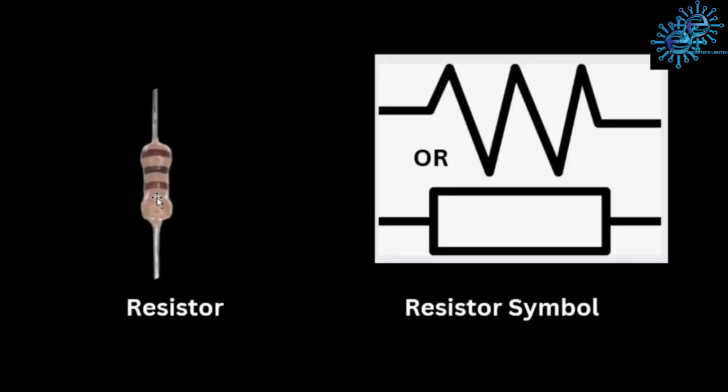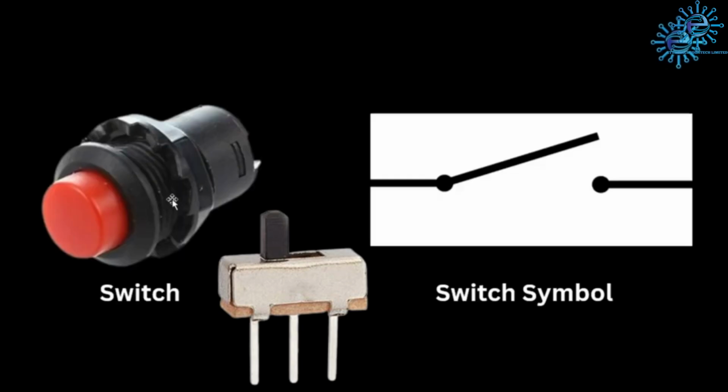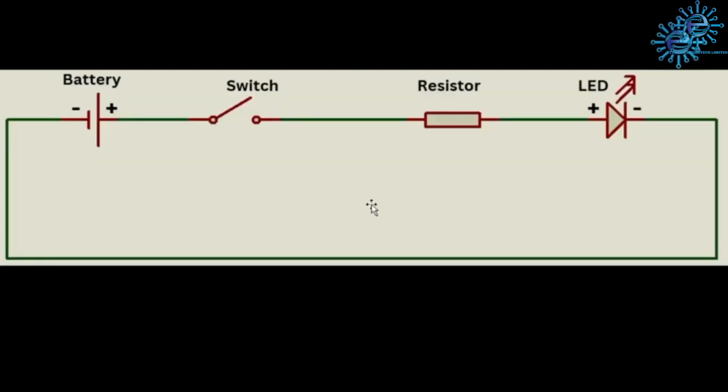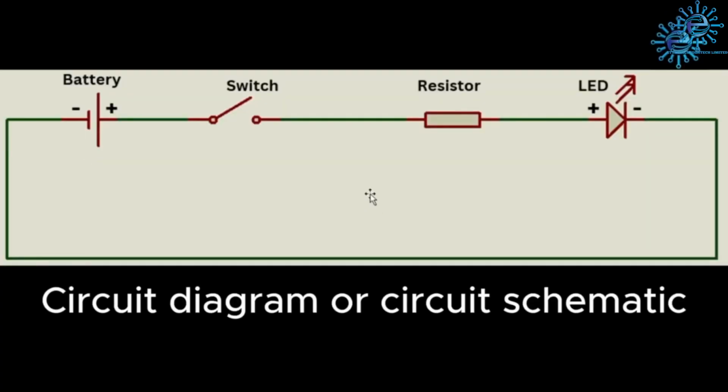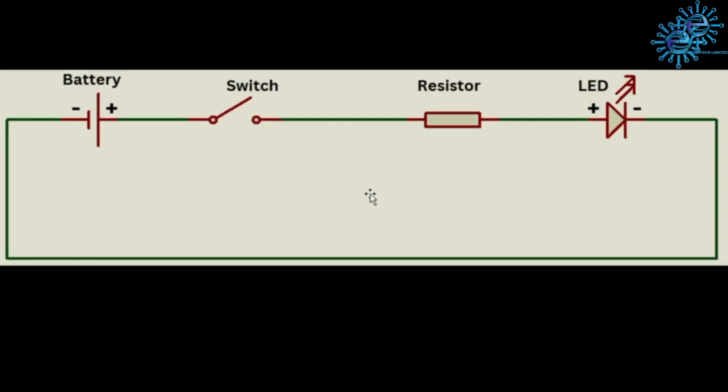This is a resistor, and these are symbols we can use to represent a resistor. This is a switch, and this is the symbol of a switch. This drawing is called a circuit diagram, also known as a circuit schematic. A circuit diagram shows how electronic components are connected using their symbols.